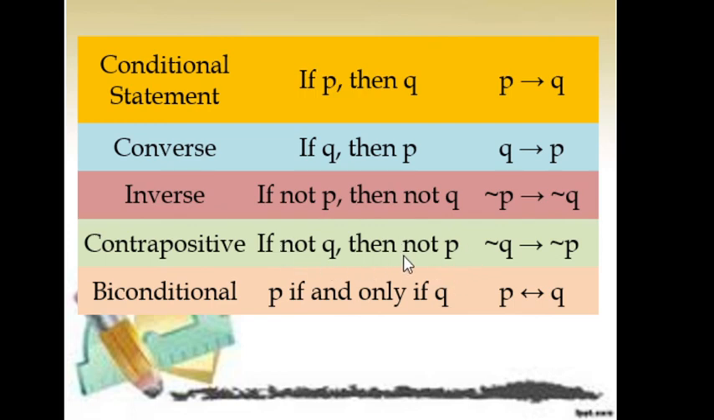So, itong contrapositive, magagawa natin siya pag pinagbaligtad natin yung hypothesis and conclusion ng ating inverse, or pwede rin naman na itong ating converse ay gagawin natin negative. So, lalagyan natin siya ng words na not. Next, the biconditional statement, wherein gagamit tayo ng words na if and only if. So, P, if and only if, Q.